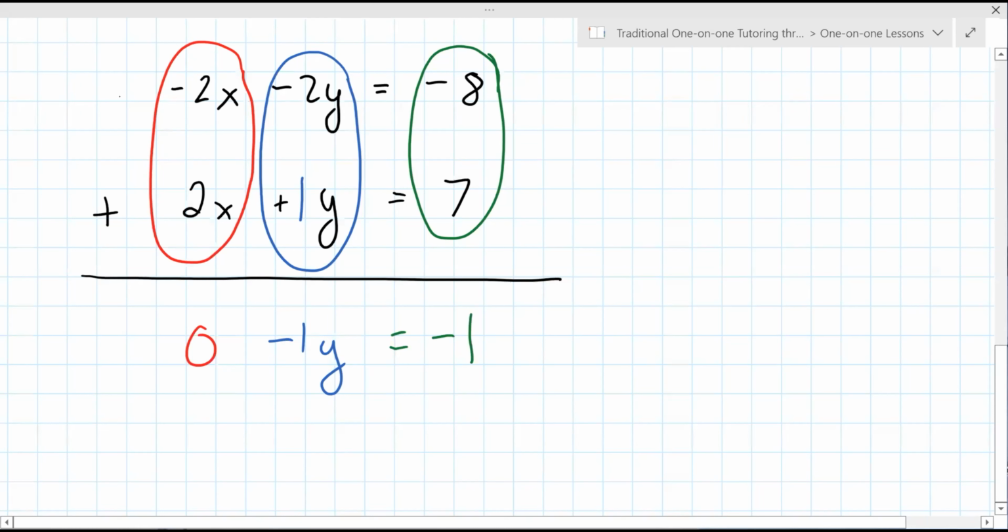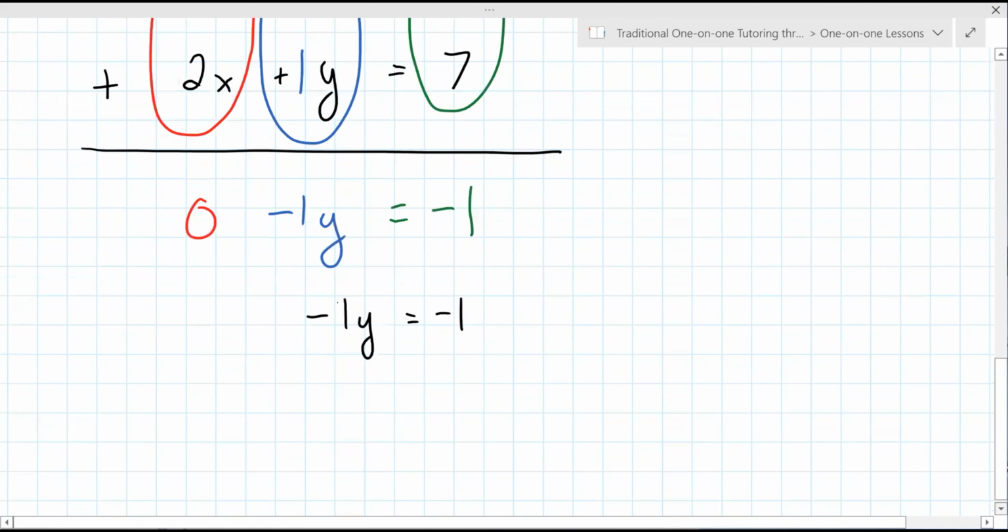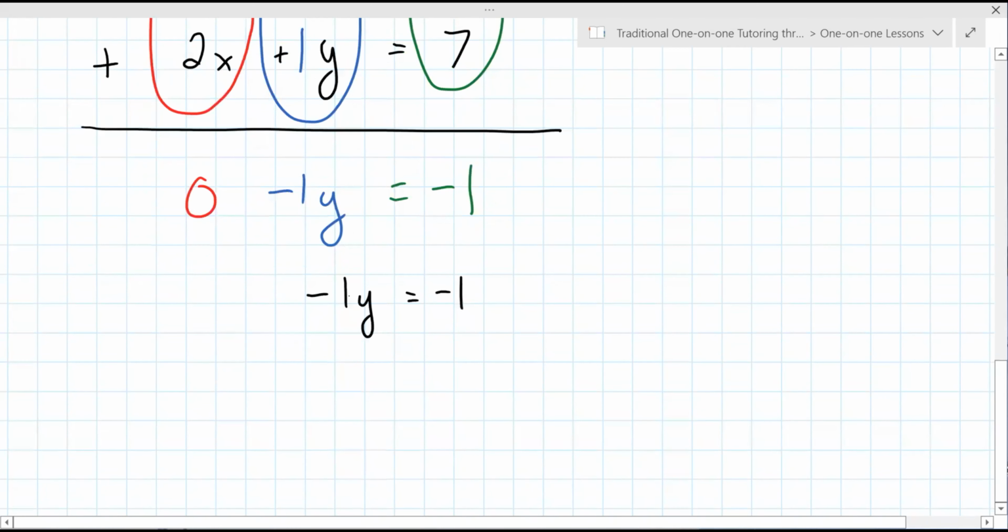Okay, so our equation is negative 1y equals negative 1. The negative 1 is multiplying y. They're squeezed together. How do you undo multiplication? Division. You're going to divide both sides by negative 1. When you have the same number on the top and bottom, that is 1.